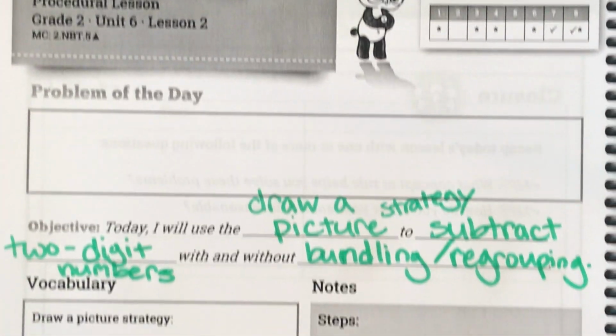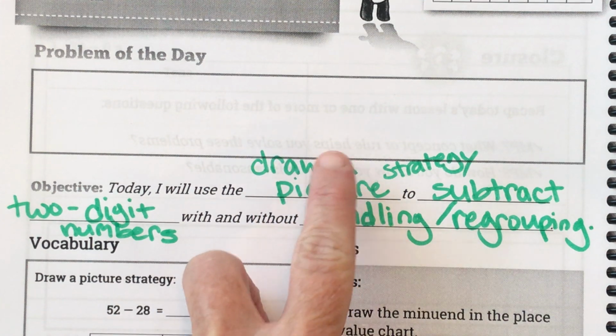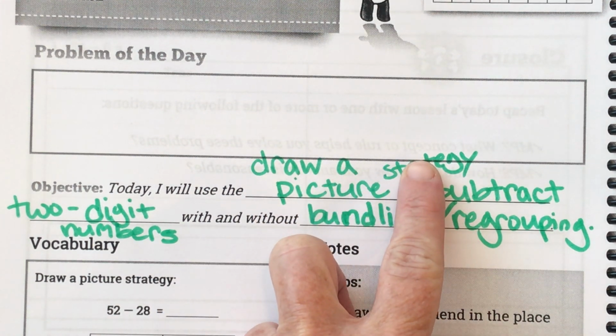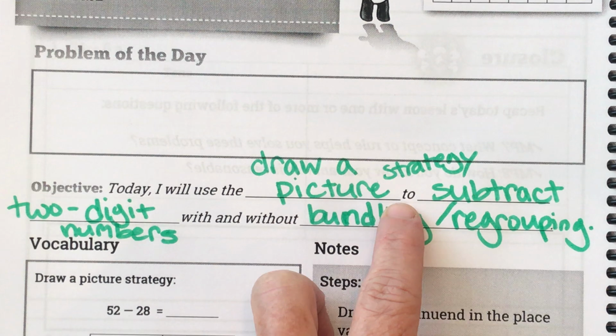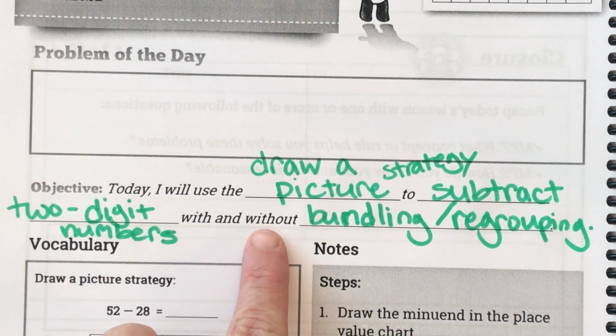So let's look at this again. It says, today I will use the draw a picture strategy. So that's the strategy we're going to use to subtract two-digit numbers with and without bundling regrouping. Okay, let's talk about all those key words.